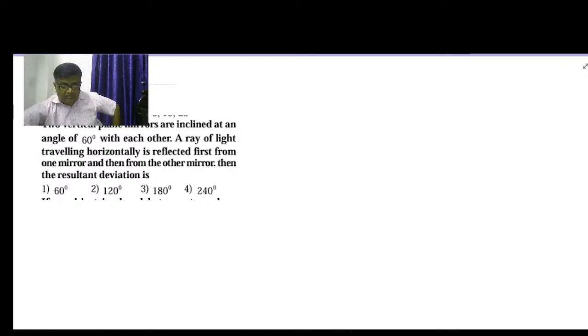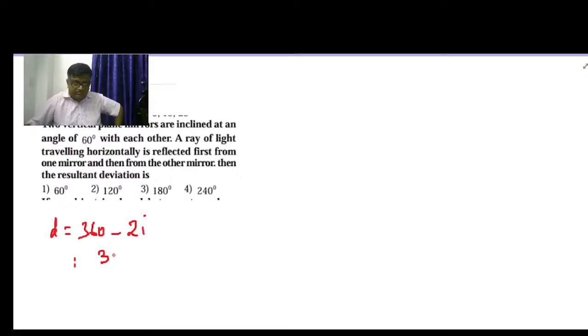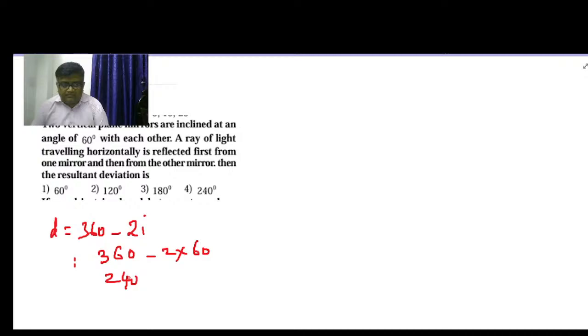The formula will be, the deviation angle will be equal to 360 minus 2i. 360 minus 2i. The answer would be 360 minus 2i means 360 minus 2 into 60, which is 120, so the angle will be 240. But actually, what is the concept of deviation angle?